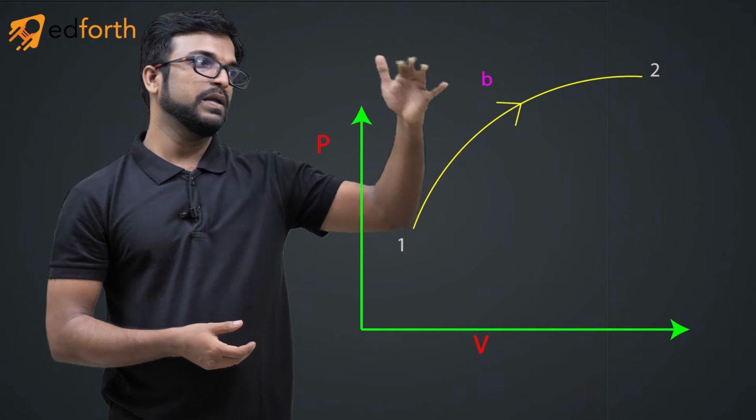Interesting, right? The story is not yet over. Let's continue. Now we are seeing one process, 1A2. During that process, we got the work transfer. Now let's do the same process, I mean, let's go from state 1 to state 2 through another path. Let it be 1B2.